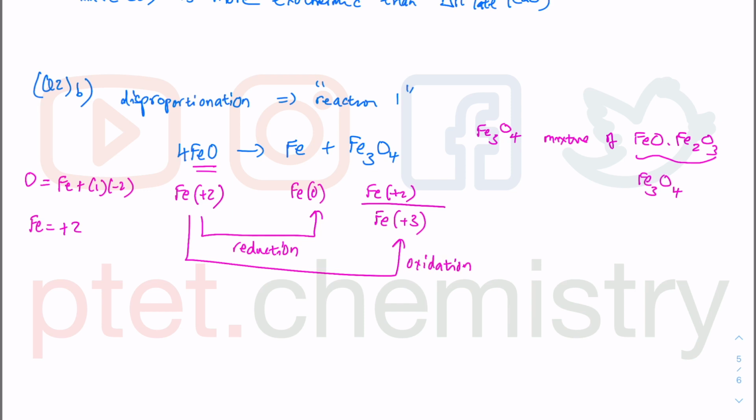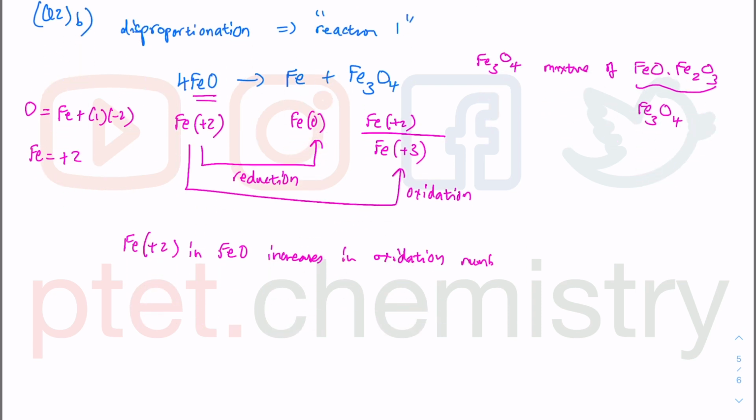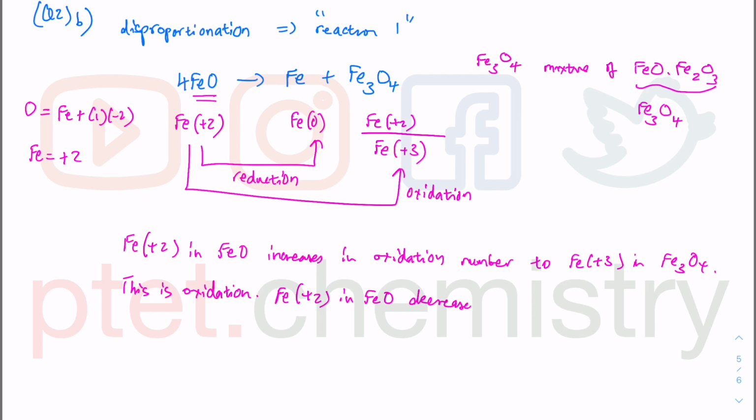So we could see in the context of the example, the Fe plus 2 in FeO increases in oxidation number. So I'm trying to explain it now. For 1 mark, I really want to spend the minimum amount of time with it. Increases oxidation number to iron plus 3 in Fe3O4. This is oxidation. And then Fe plus 2 in FeO decreases in oxidation number to Fe0 in Fe. This is reduction.